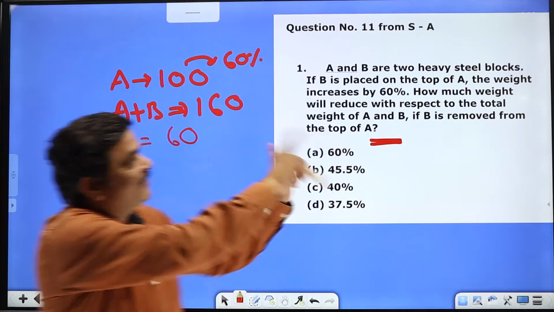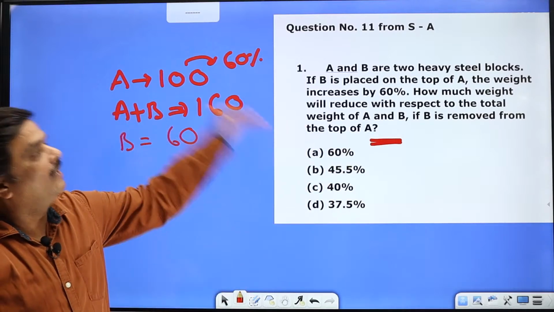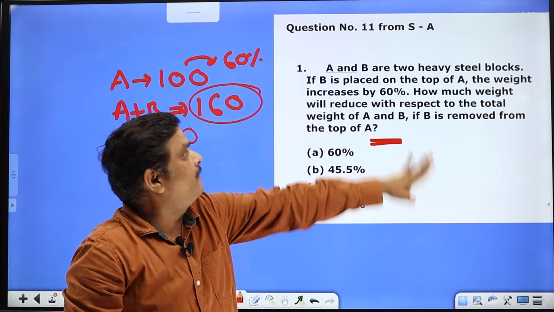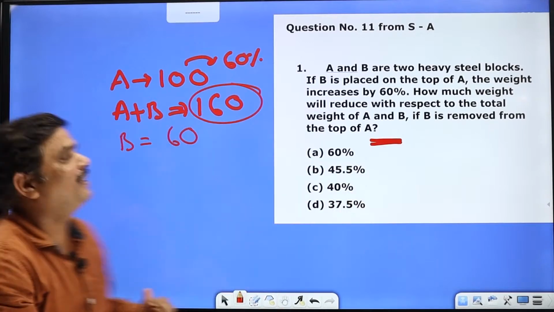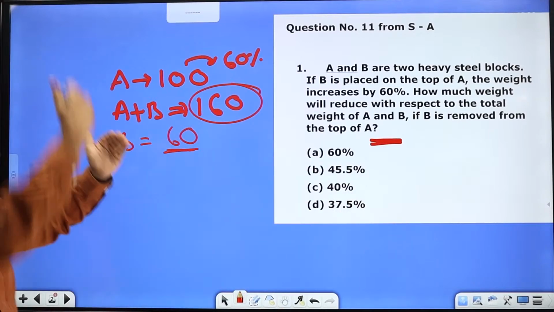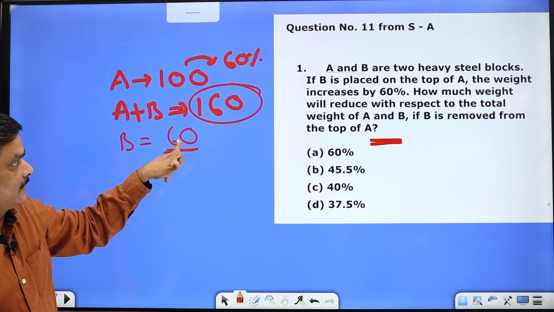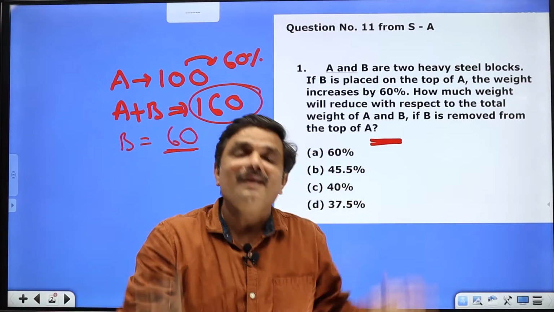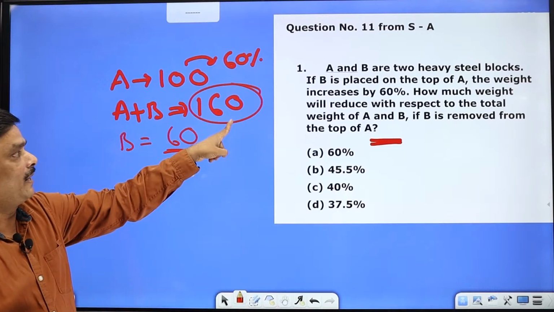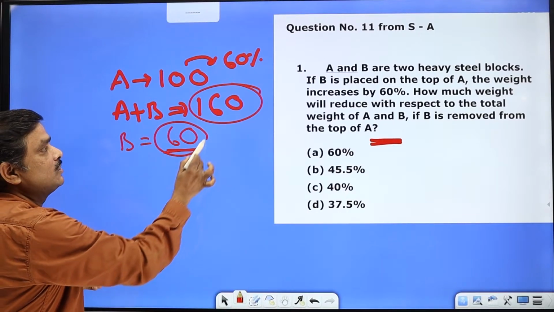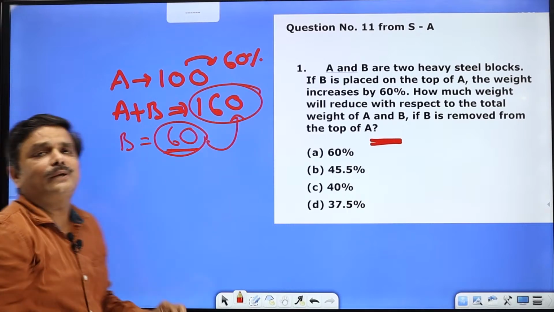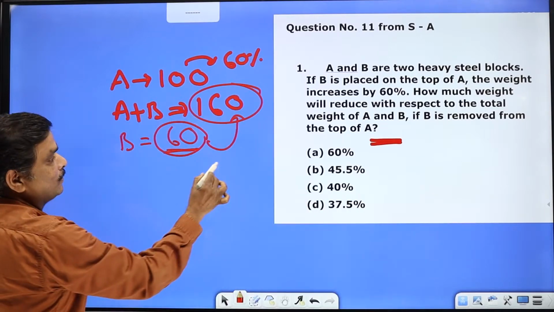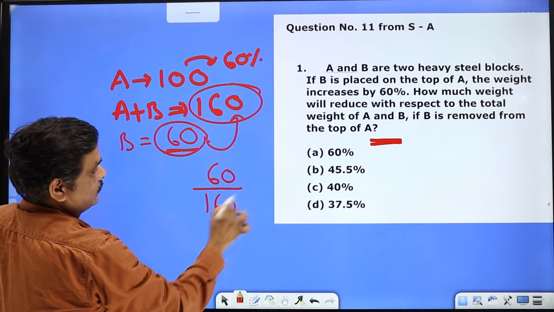Now see how much twist they have given. How much weight will reduce with respect to A plus B, with respect to the weight of A and B, if B is removed from the top of A. What is the meaning of that one? A plus B is 160. If 60 is removed from this 160, how much percentage is reduced, they are asking. In the other way, the question is so simple that you need to find out what percentage is B's weight on the total weight. Actually, if you rewrite the question, that is the meaning of that, right? Simply my answer is going to be 60 out of 160 into 100.